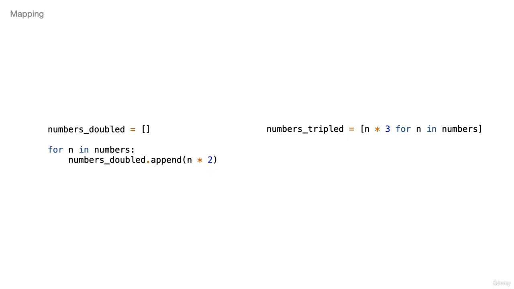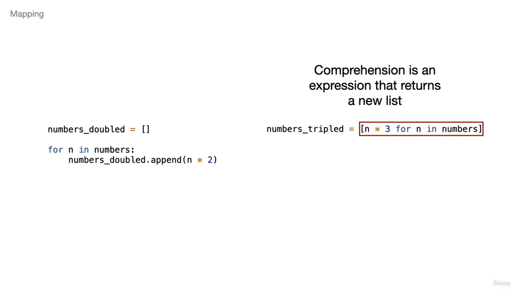I'll put the code to double and to triple side by side. Take a moment to look at it. The first thing you notice is that both variations have a for loop. Both contain an expression that multiplies numbers. A big difference is that the code on the left needed an empty list to start with, and then append each element. Where the comprehension is an expression that returns a new list.